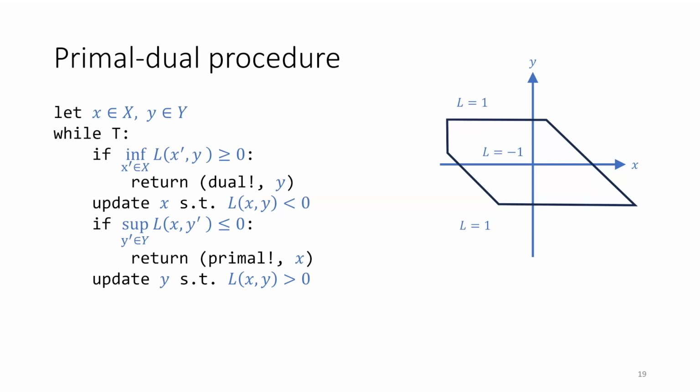All right, what if the Lagrangian looks like this? In this case, you might start here and let the x player make a move and minimize the Lagrangian, and then the y player could maximize the Lagrangian by going here, and the x player could go here, and then you get into an infinite cycle.